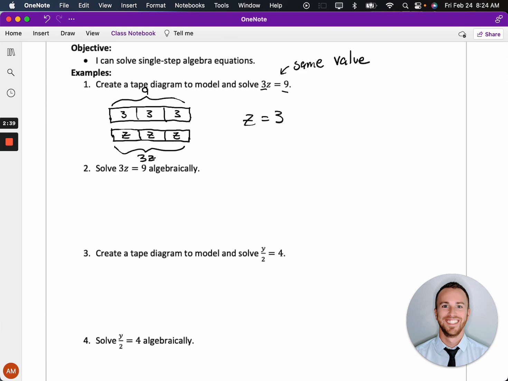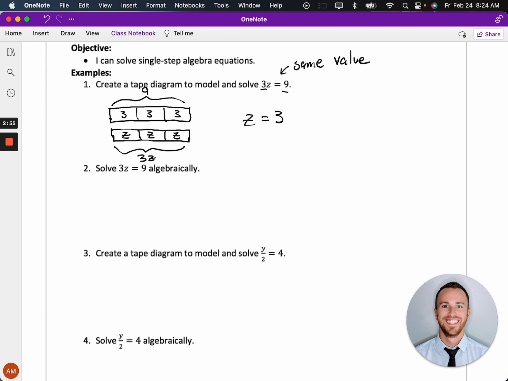All right, now with this one, you're probably looking at it and saying, well, obviously z is 3. We can see that from the problem, right? It's 3 times z is 9. Well, z has to be 3. That's fine, but I want you to see conceptually how we can look at this.